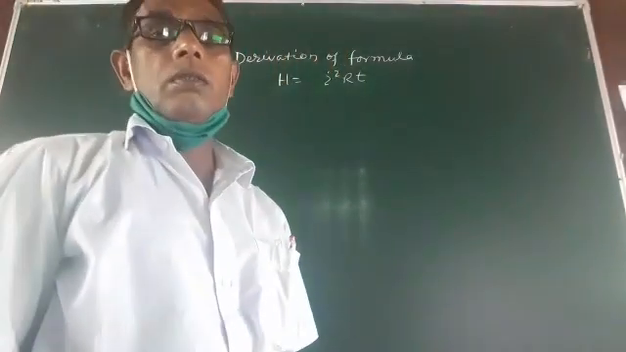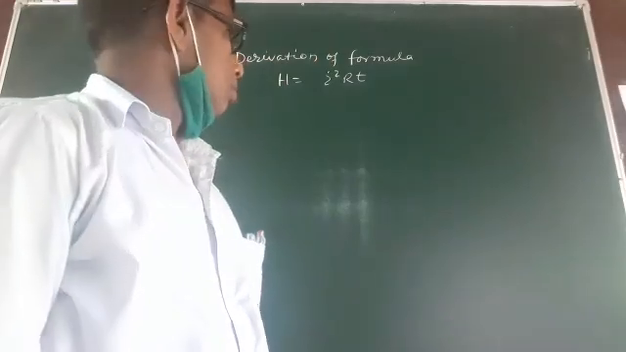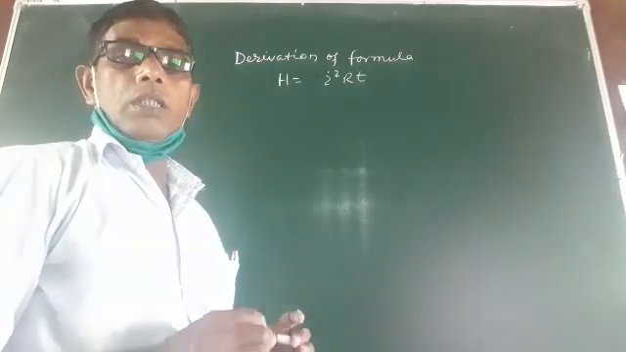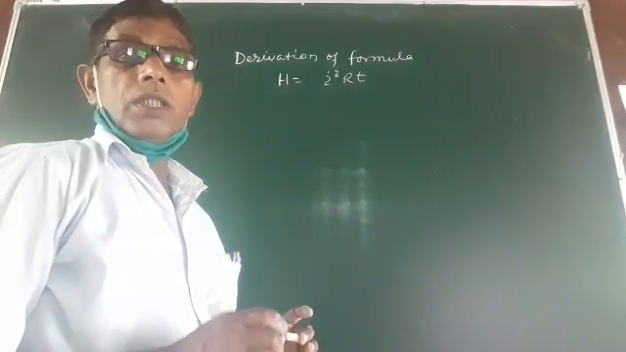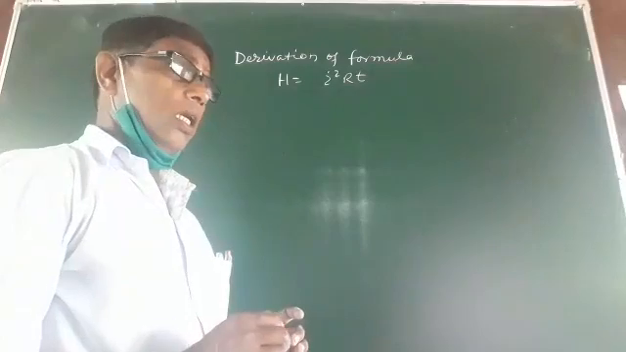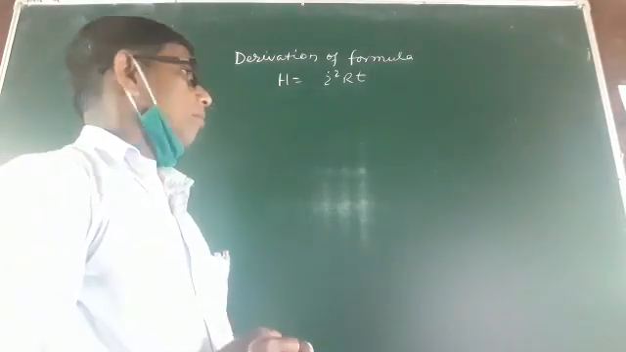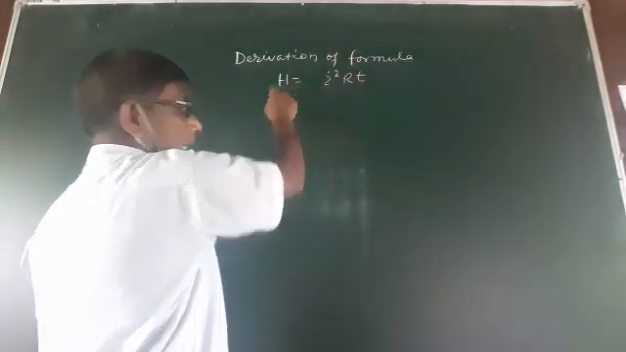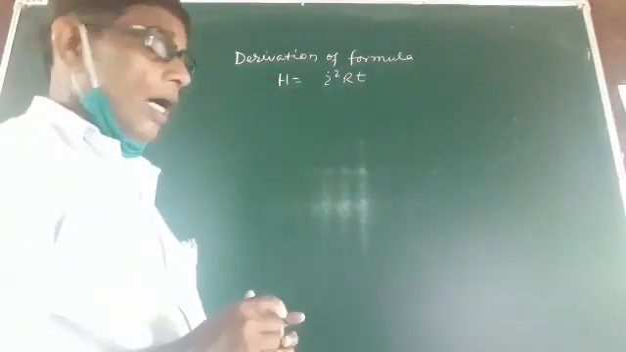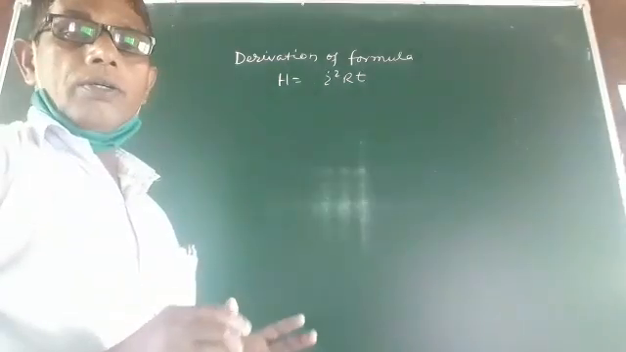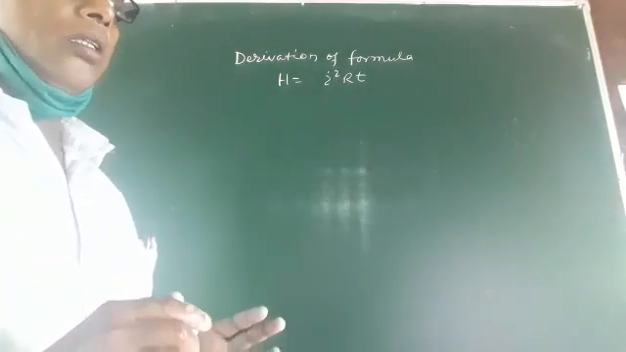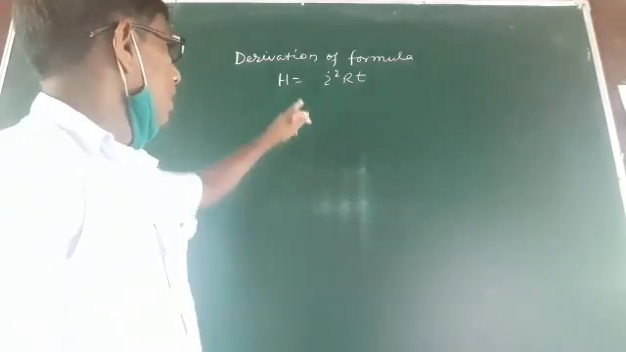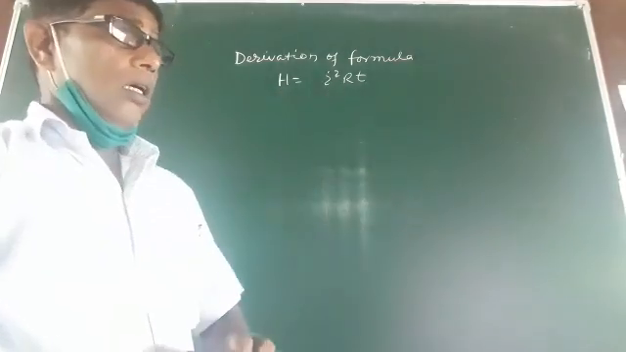Good morning, students. Today I am going to derive a formula to measure how much heat is produced, which is the heating effect of electric current. Yesterday I wrote H equal to I square RT. H is the heat produced, I is electric current, R is resistance, and T is time of passing electric current. So how do we derive H equal to I square RT?